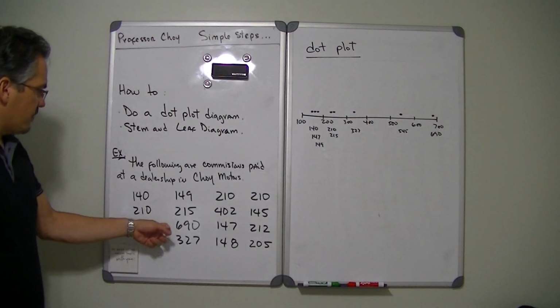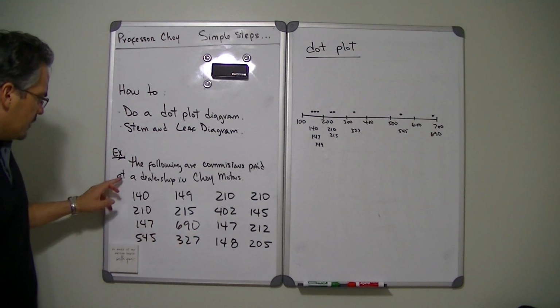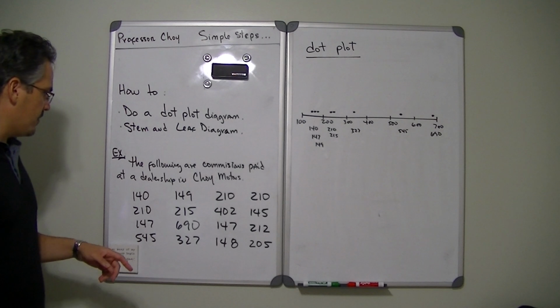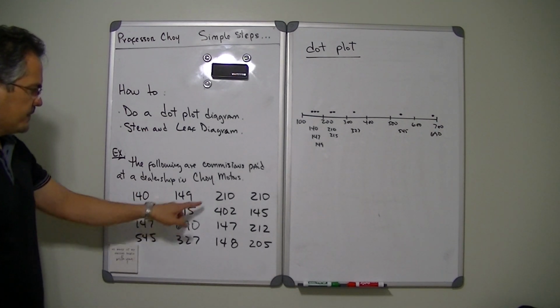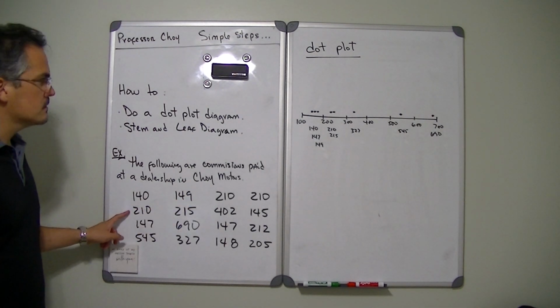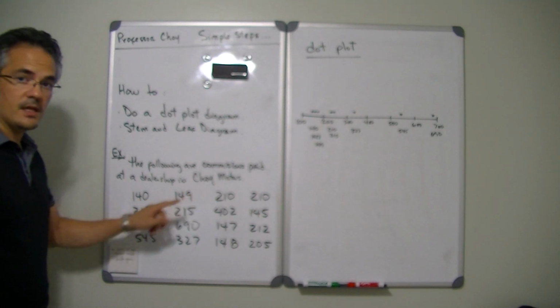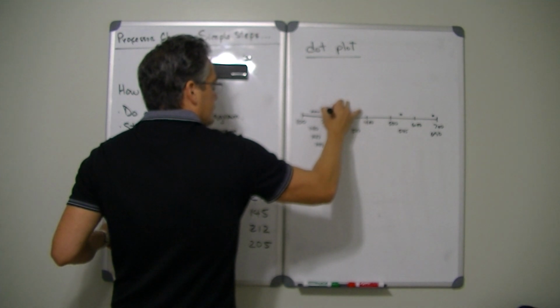Now notice, by the way, that 690 here, 327. Notice that we don't have any repeated numbers right now. As soon as we see a repeated number, though, we don't have to put a number again because we already have a dot for that. So let's go to 210. Now notice that 210, we already have a 210. So we're not going to go ahead and put 210 again. We just put a dot on top of 210, which is here.